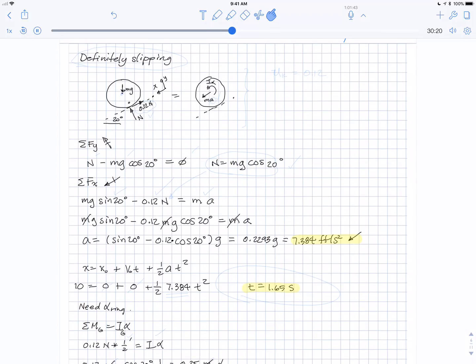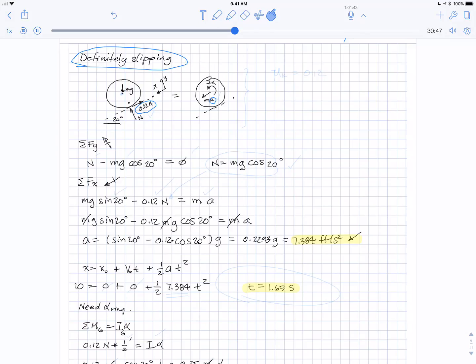Okay, so again, let's continue the problem knowing that we guessed wrong. It was hard to tell if it was going to slip or not. So in this case, it was a 50-50 chance. We guessed wrong, and we're going to go again. So it's definitely slipping. We just proved that. And so what's changed now is the friction force. It's 0.12 N.